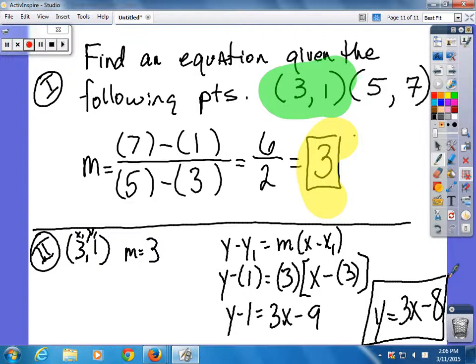Now, what's the third way to find an equation using a point and a what? Slope. So which is easier? The third way, point and a what? Slope. You just got to plug and chug, you just got to do this.